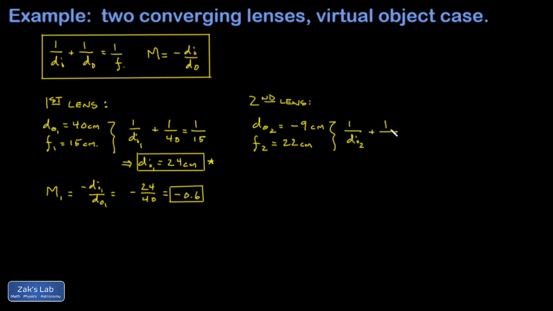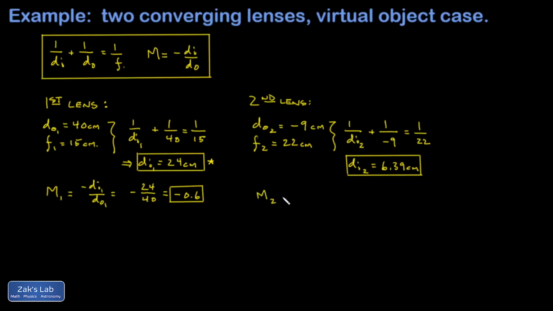And we plug in our object distance as -9. We're going to add 1/9 to both sides, simplify the right-hand side and then take its reciprocal to get di2. And I get 6.39 centimeters. We had approximated 6.25, so that's pretty close.